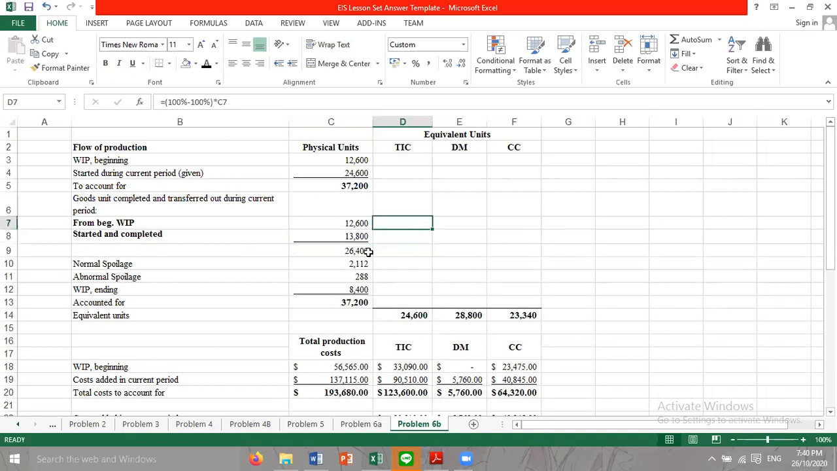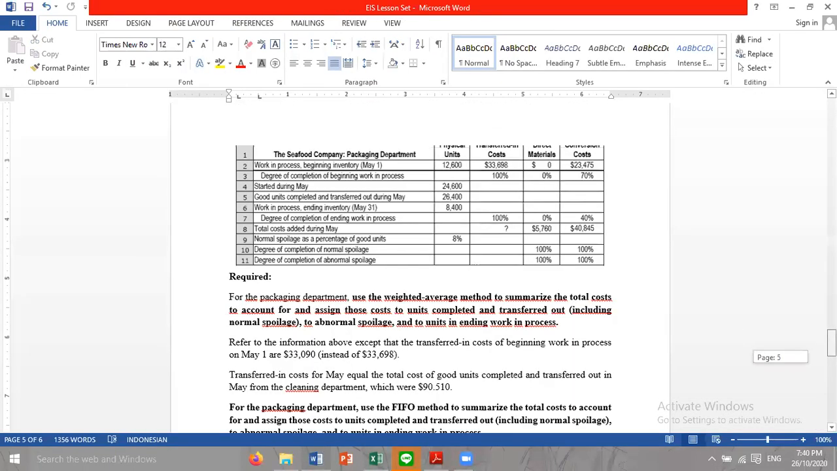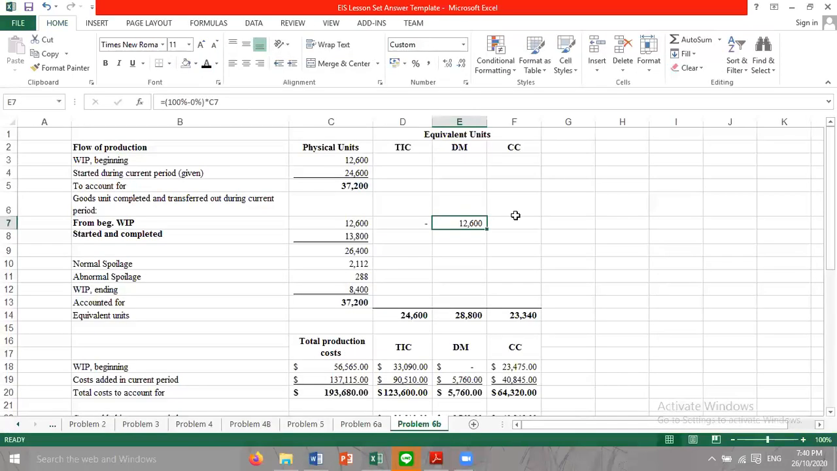And now we'll need to calculate the equivalent units. From beginning WIP, once again, to calculate the equivalent units in FIFO, we'll calculate the remaining work done. In this case, since transferred in cost is already 100% in the previous period, the remaining work done for transfer in cost is 0. For direct material, since it's still 0%, it will be full, or 100%, 12,600. For conversion cost, since it's 40%, the remaining work done is 60%.